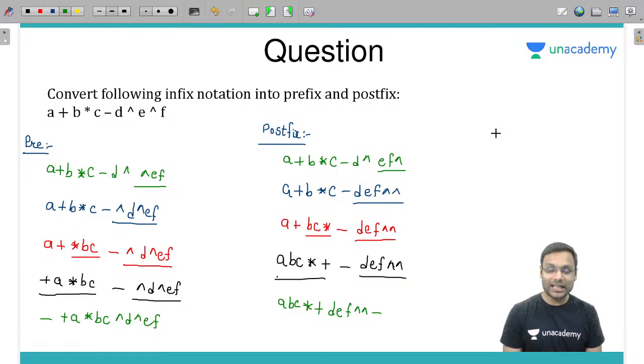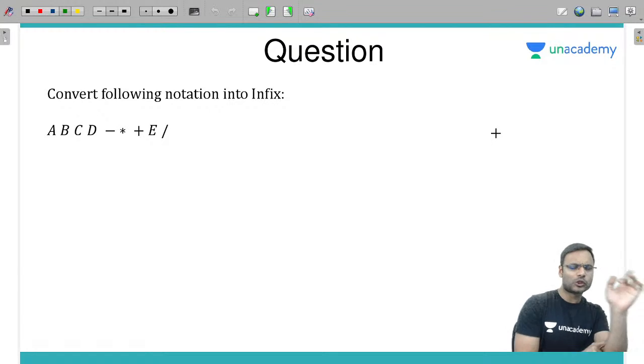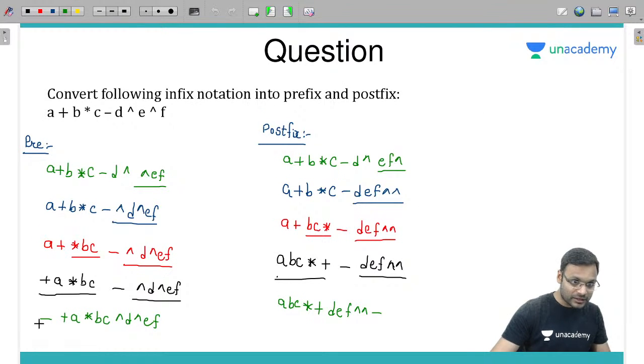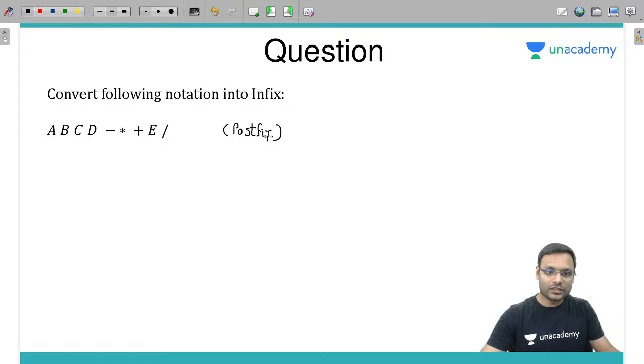Okay, next, let's start the next question. Convert the following notation into infix. First of all, we need to verify whether this is a postfix or prefix expression. In a prefix expression, the very first symbol should be an operator, and operands should be at the end. In postfix, operators will be at the end and operands at the start. Is this a prefix or postfix? This is a postfix expression given.